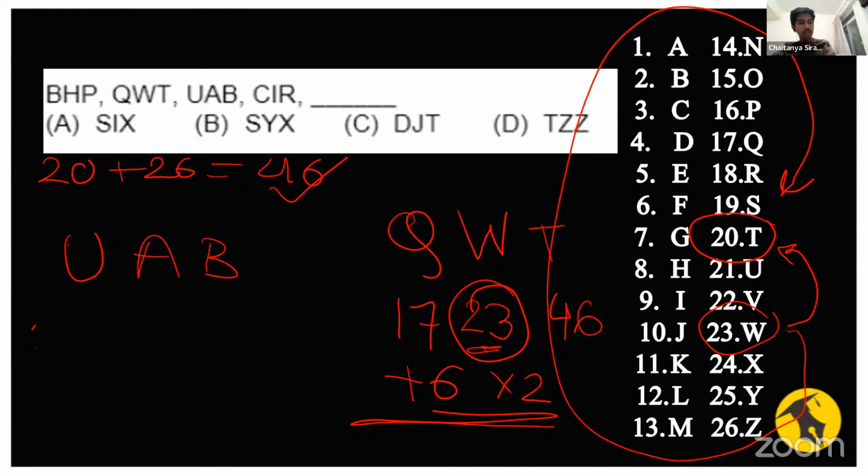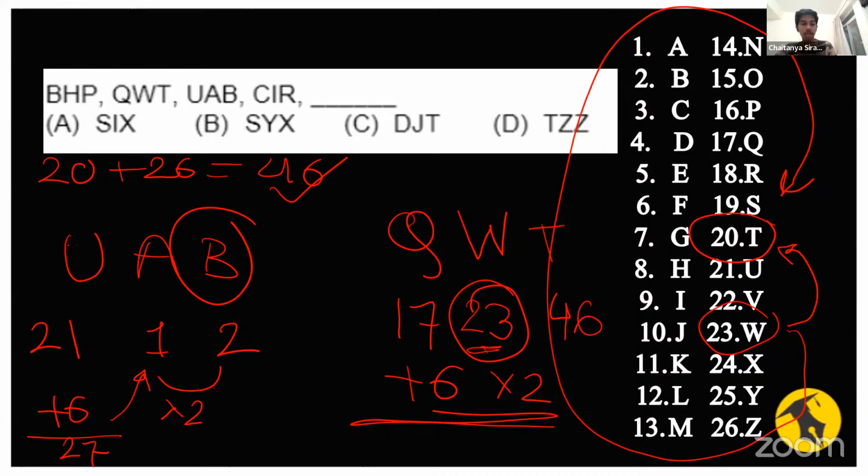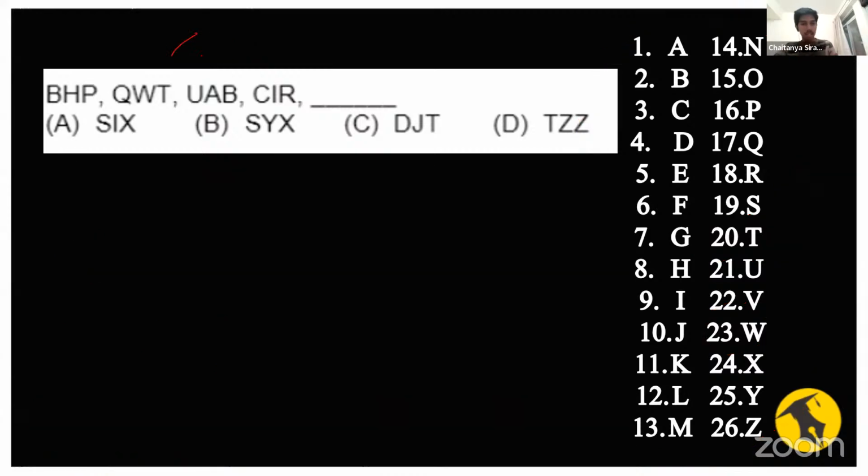U is how much? 21. A is 1, B is 2. So if I go plus 6, I'll get 27. 27 is nothing but A. And if I do twice, I'll get B. All right, so my pattern of plus 6 into 2 is validated. I'll write it here. It was plus 6 and then into 2.